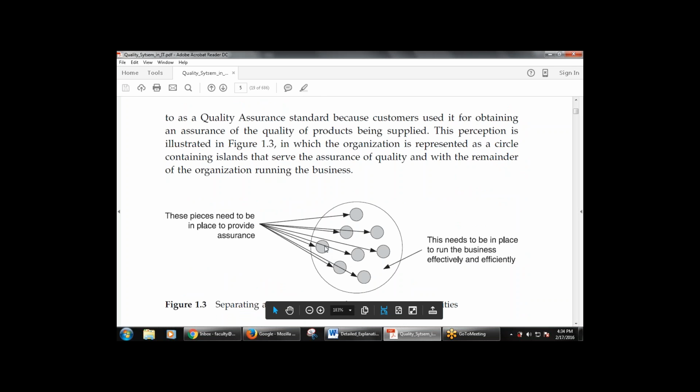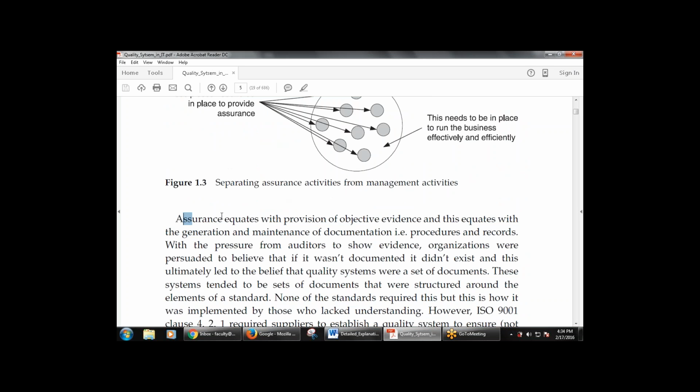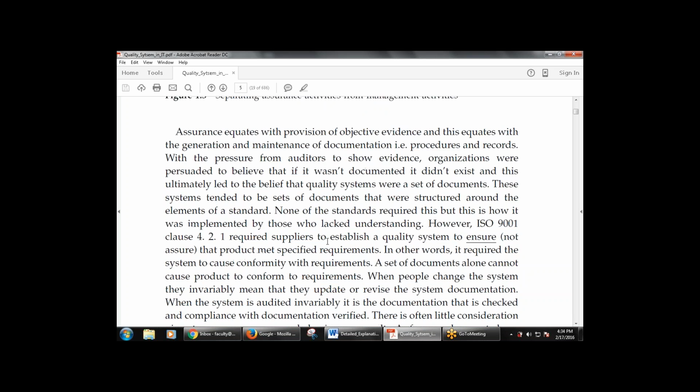This is the organization represented in a circle, and this needs to be in place to run the business effectively and efficiently. And assurance equates with the provision of objective evidence, and this equates with the generation and maintenance of documentation. So whatever the generation, whatever the maintenance of documentation, that is procedure and record, is carried out with the assurance concepts.